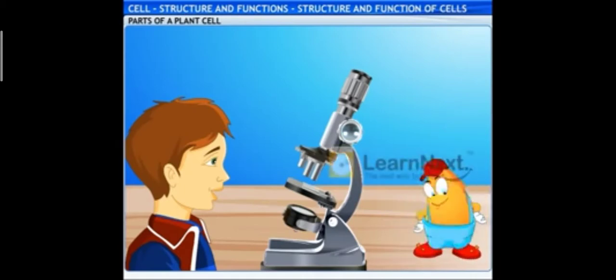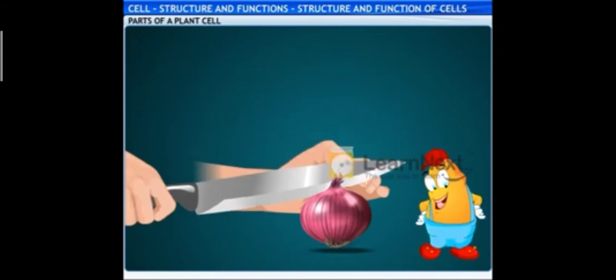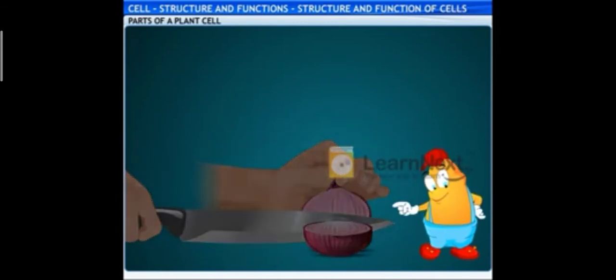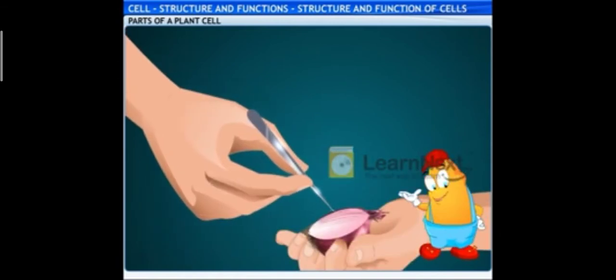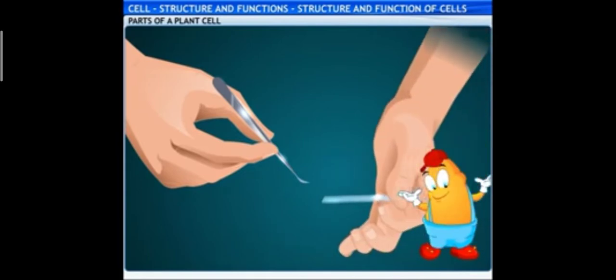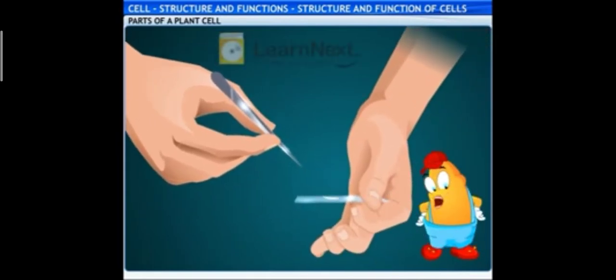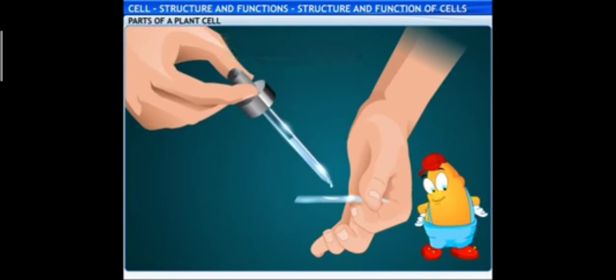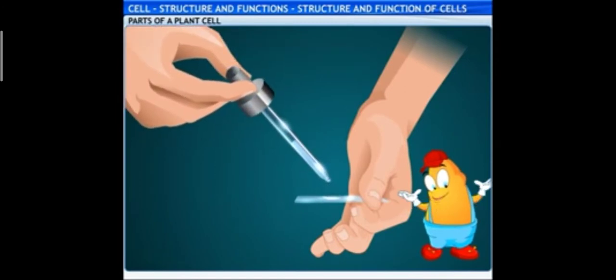Actually, I can show you these parts using a microscope. Let's take a sample for viewing. Here's an onion bulb. To view the onion cell, you need to remove a thin peel from the onion bulb. Spread the peel on the glass slide and put a drop of water on it. Water will prevent the peel from drying.